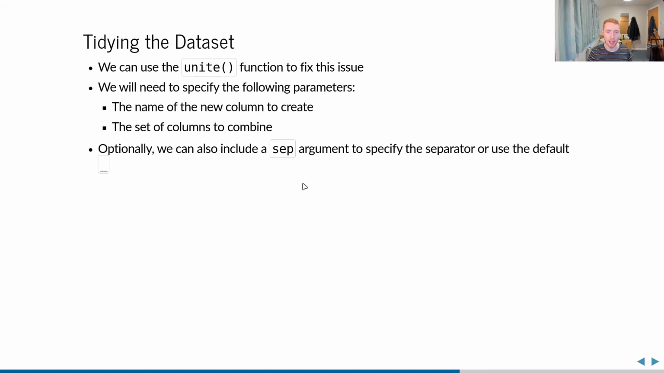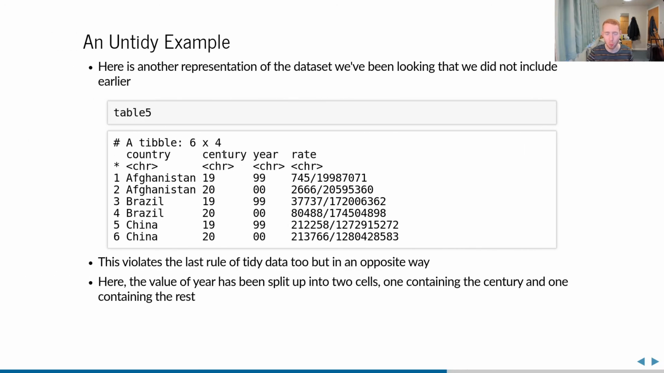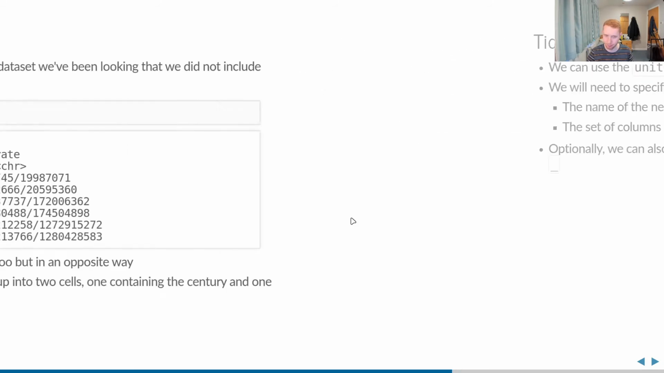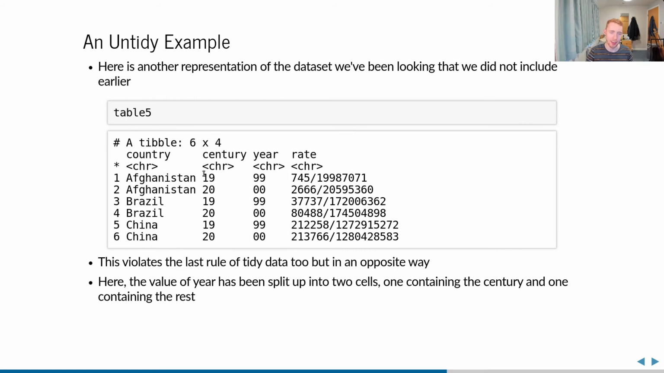To do that, we'll have to specify 2 things. One is the name of the new column to create. I think we'll need to specify 3 things. Yeah, we'll need to specify which columns to combine together, and then the name of the new column to create. Oh yeah, sorry, that was the second thing. So yeah, we need to specify the name of the new column to create and the set of columns to combine together to make that new one. And then optionally, we can also include a sep argument. We're going to say what to separate these by when we combine them. Otherwise, we'll use an underscore by default. So by default, if we combine these together, we'd get 19 underscore 99, but we can overwrite that using sep.